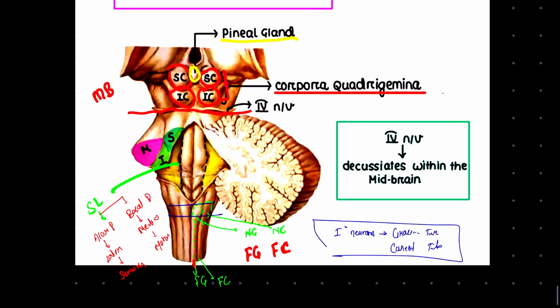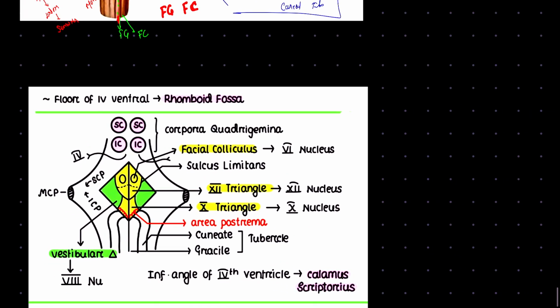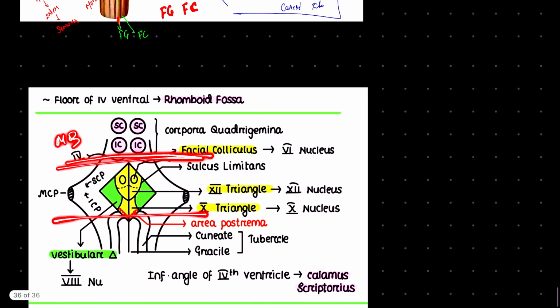So now moving further, we have the same schematic diagram of the same thing. Here again, what is this region? This region is our midbrain, this region is our pons, and this below region is our medulla oblongata. In this region we have the superior colliculus and the inferior colliculus. These as a whole are considered the corpora quadrigemina. And from below the inferior colliculus, we have the fourth cranial nerve, that was arising dorsally, right?